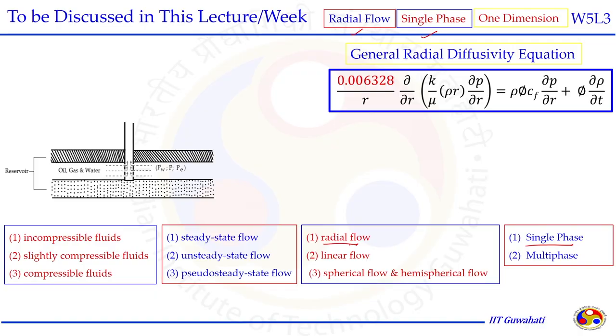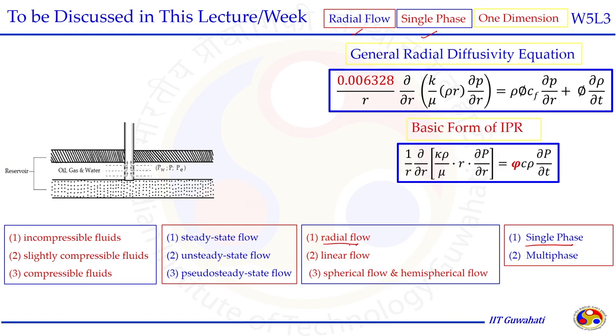In the previous lecture, we discussed some cases of developing the IPR equation. In that, we considered a one-dimensional model, with only single phase flow, and the fluid flowing in the radial direction. As you can see in the summary sheet, we considered single phase radial flow in a one-dimensional model. We developed the general radial diffusivity equation that can be solved for different cases, and similarly we also developed the basic IPR equation.